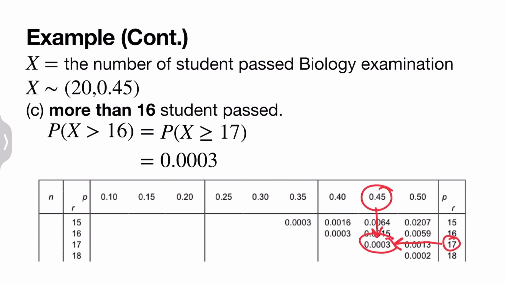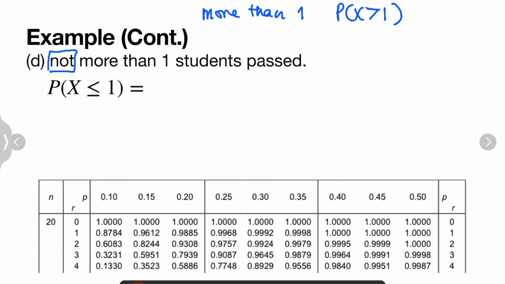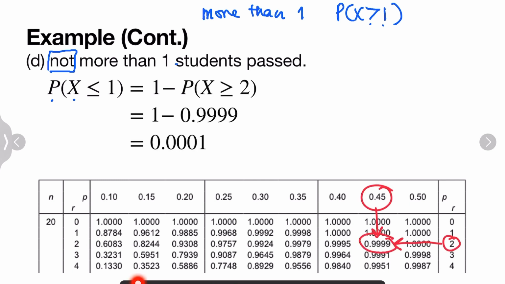0.0003. Okay? Not more than 1. More than 1, probability of x more than 1. Okay? Kalau not more than 1 means you're going to change the symbol, and less than or equals to 1. Kalau jumpa je less than or equals to 1, minus. Okay? 1 minus. 1 minus apa? Selepas 1 apa? 2. So 1 minus 0.9999 from the previous question, we can find the value 0.0001.